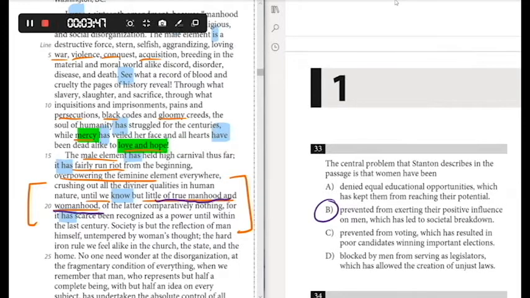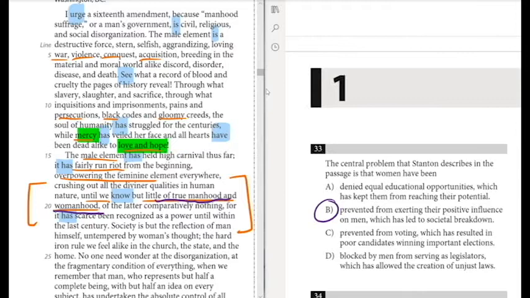And all of this perfectly matches answer choice B, which says women have been prevented from exerting powerful positive influence on men, and that has led to societal breakdown. So the societal breakdown that we're seeing is lines 18 to 20. "We know but little of true manhood and womanhood." So in other words, with men running the show, we've been totally confused about what's right and what's wrong in life and in the world. So the answer for 33 is going to be B.